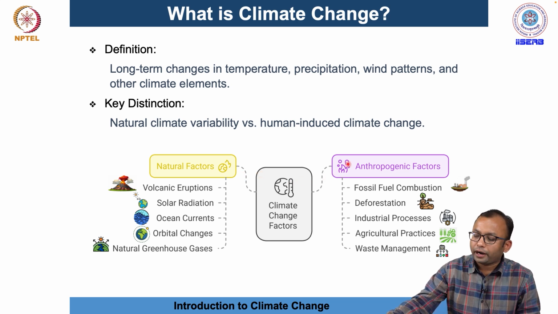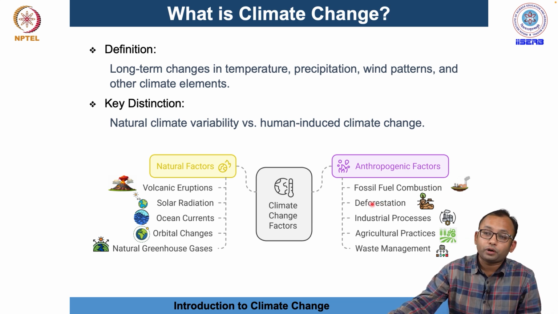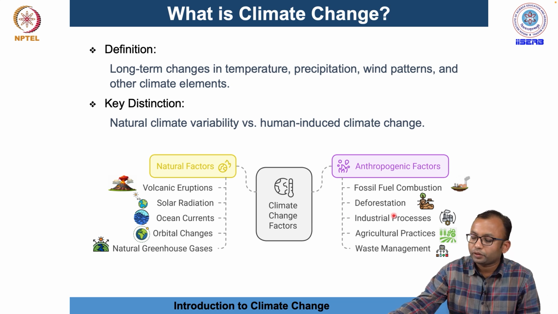Then there are other factors which are purely driven by human activities, or anthropogenic factors. For example, fossil fuel combustion increases the amount of greenhouse gases in the atmosphere and therefore accelerates the process of climate change. Reforestation changes the albedo of the earth's surface, and therefore it also alters the earth's energy budget in some way. Industrial processes are also sometimes responsible for increasing the amount of greenhouse gases and different types of alterations that can affect climate conditions as well.